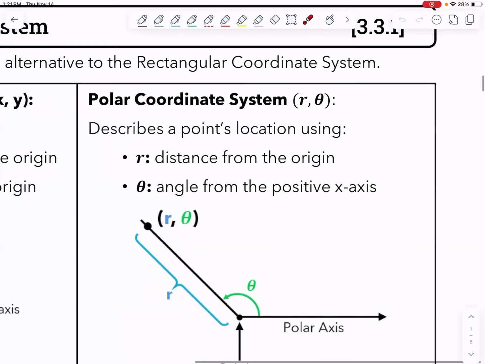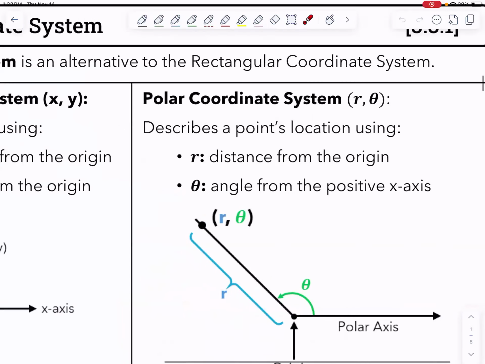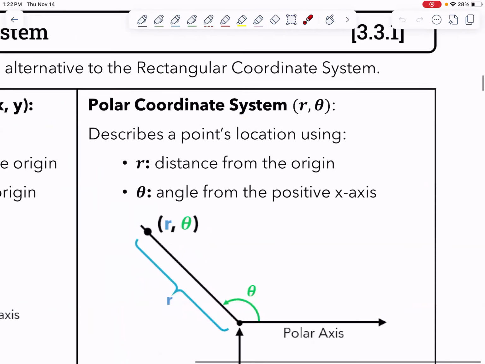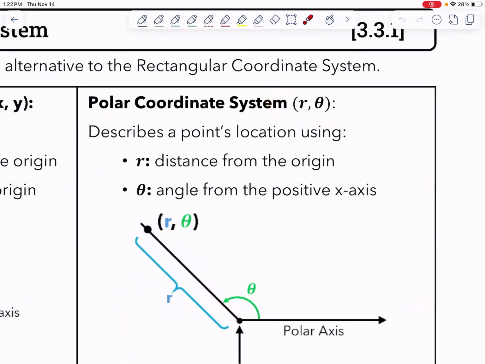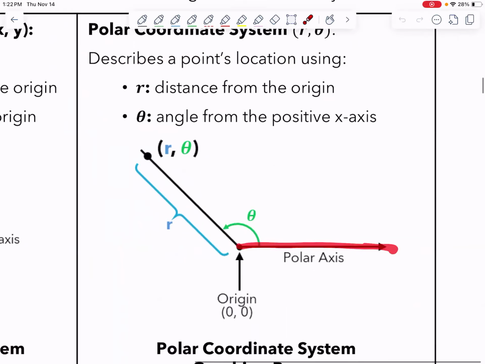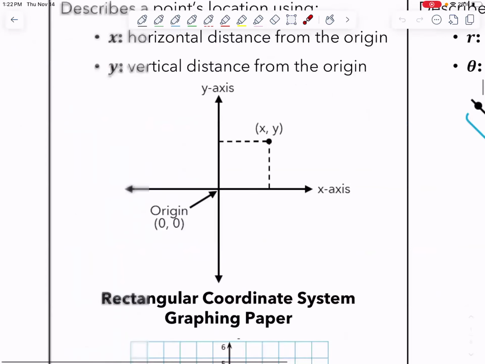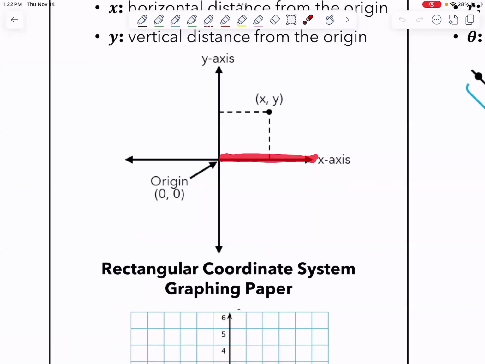The polar coordinate system is different. Instead of our x, y, we are given a pair of numbers once again, but the first number is going to be called r, and the second number will be called theta. And r is going to be exactly what you think it would be when you think of it in conjunction with theta. It's like radius. It's a distance from the origin. And theta is an angle made with the polar axis, which is the positive side of the x-axis.